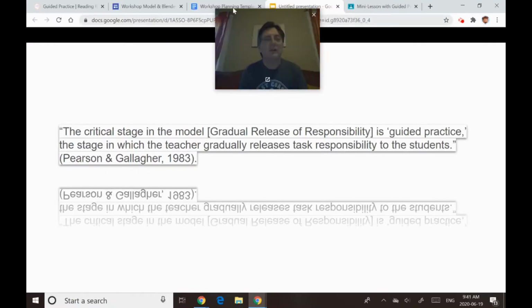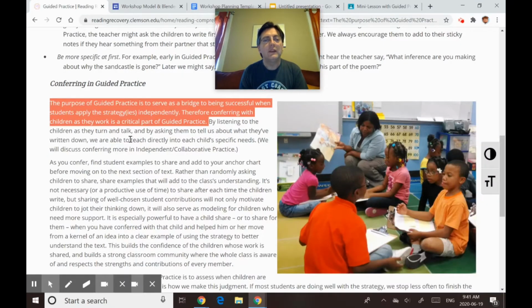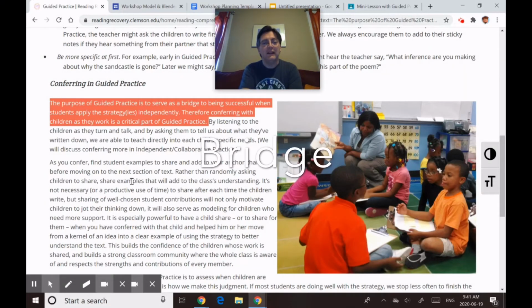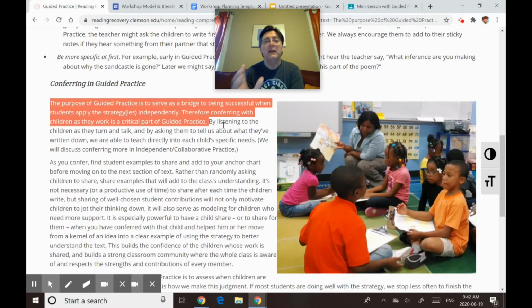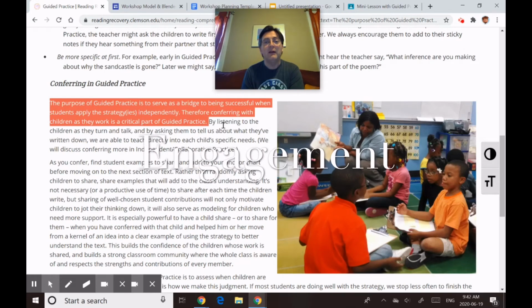So I also found another site here. There's a great quote right here. It says, the purpose of guided practice is to serve as a bridge to being successful when students apply the strategies independently. Therefore, conferring, there's a great word there, conferring with children as they work is a critical part of guided practice. So this conferring part has so many benefits to it. One of the key things is engagement. It will really help make sure engagement is happening, that your students feel that you're there for them, that you're connected, showing that you aren't just modeling the lesson for them, but you're there to help them through it.